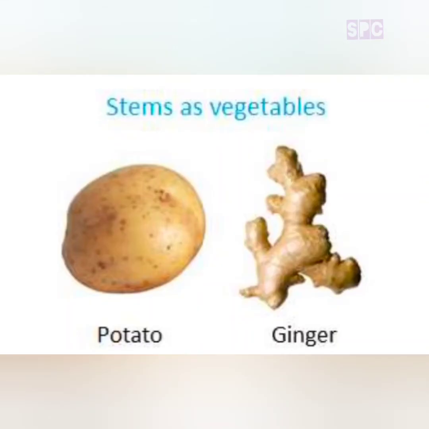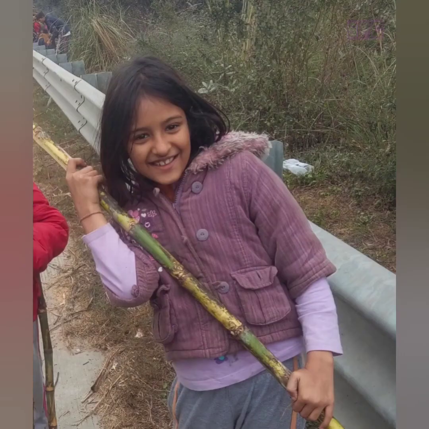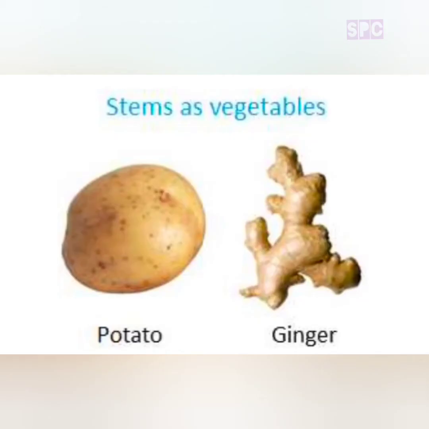Children, like tuberous roots store food in them, similarly, there are some plants which store extra food prepared by the plant in their stems. These are potato, ginger, and sugarcane. Children, potato and ginger are modified underground stems. They are not roots. Let's move on to leaves.